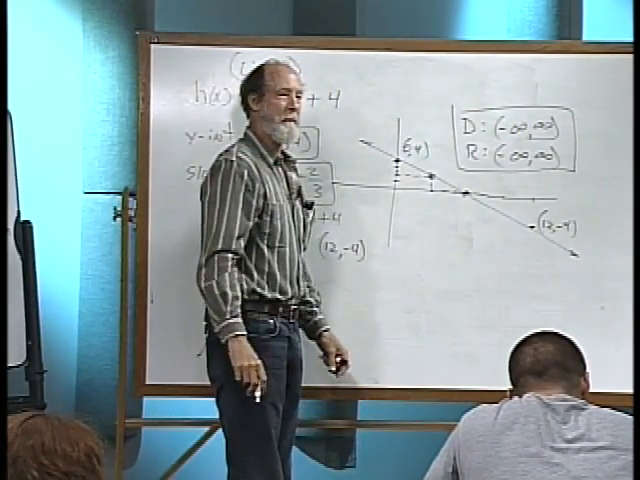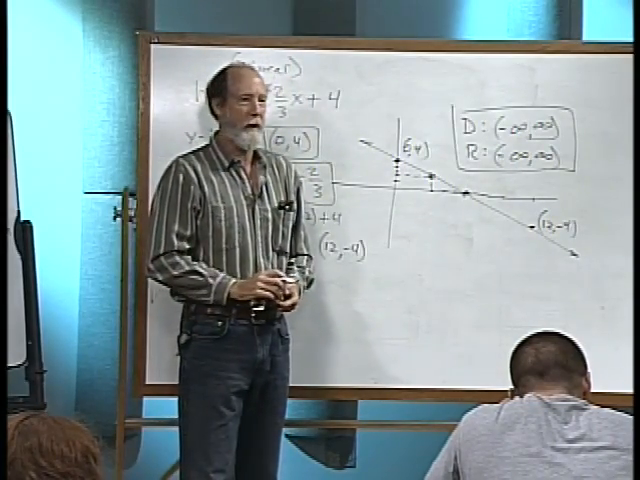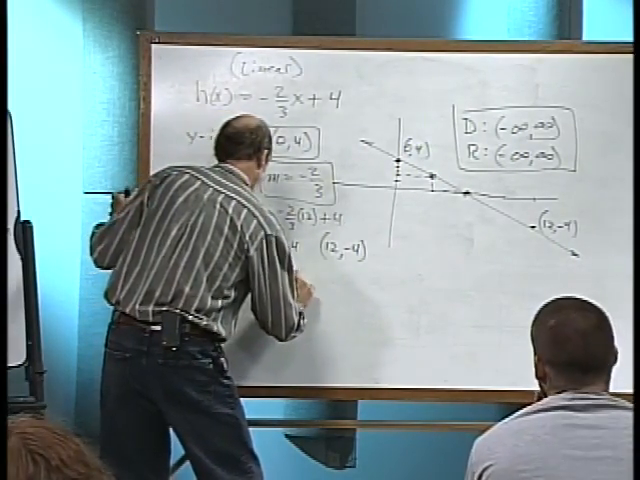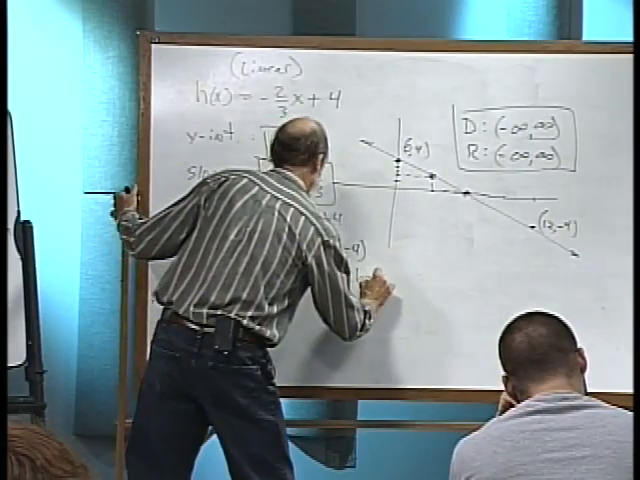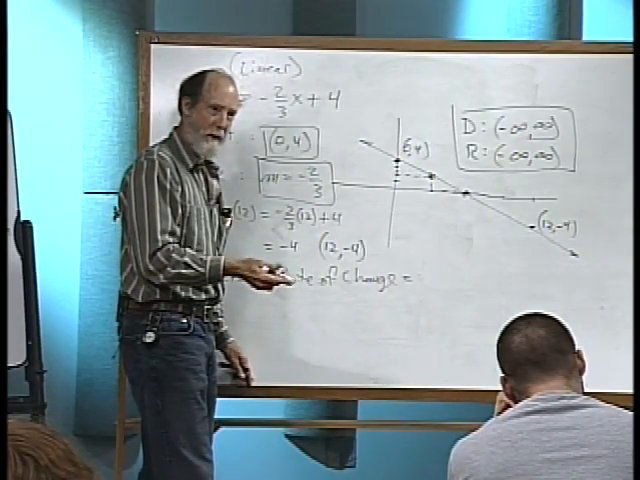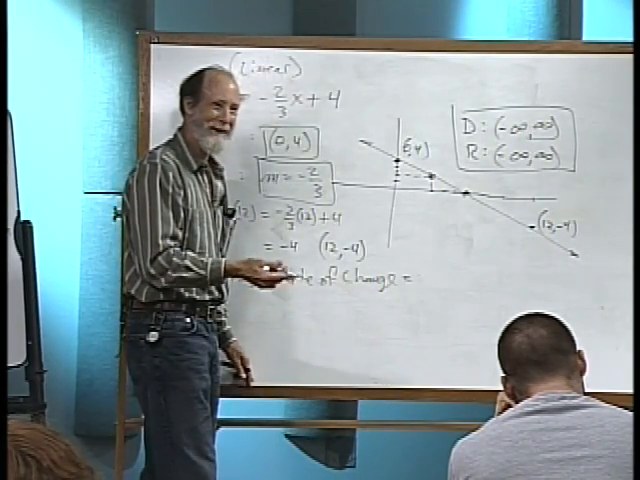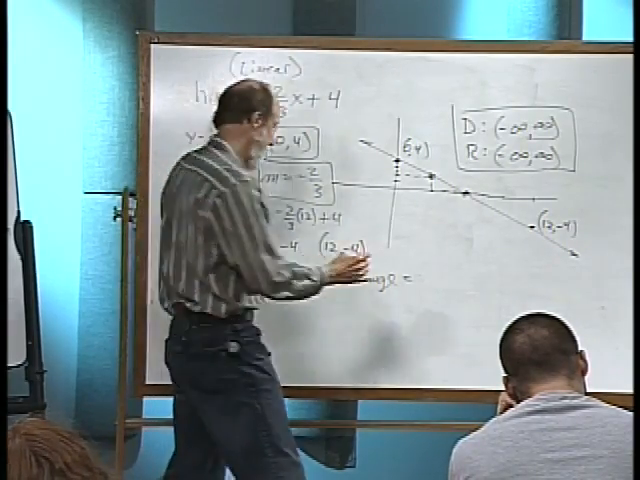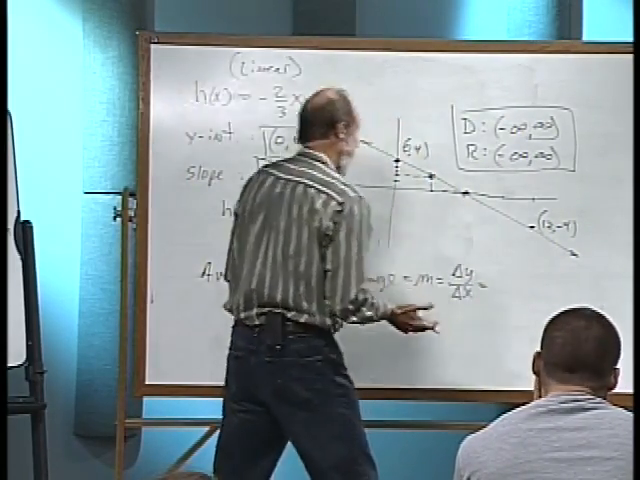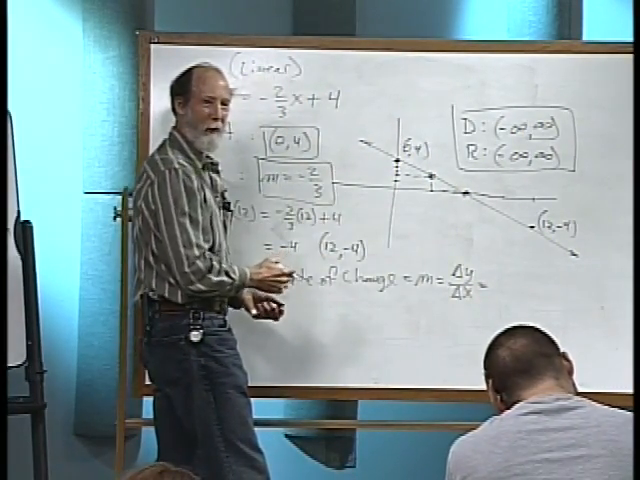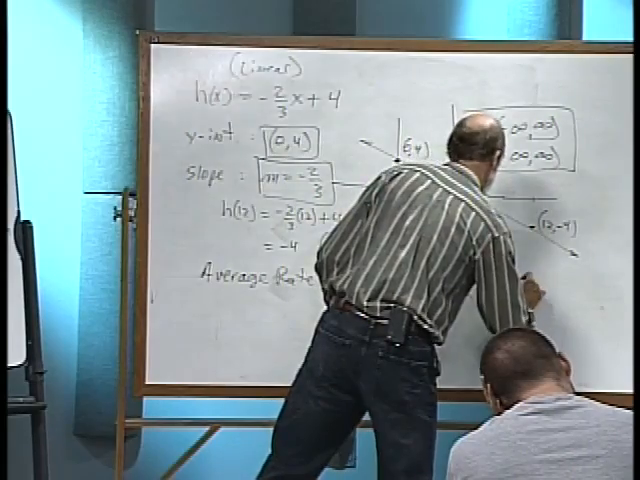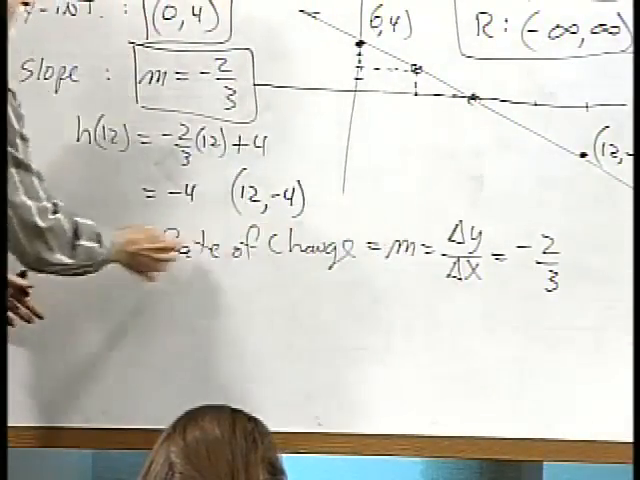And what else did it ask? Determine the average rate of change for it. Oh, average rate of change. All that is, and I've mentioned this previously, is what? It's the slope. It's the change in y divided by the change in x. And in this particular problem, since the behavior is linear, the slope, the average rate of change is negative 2/3. So there's your average rate of change.